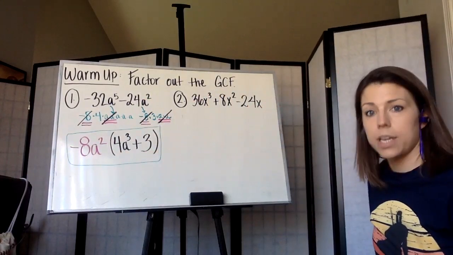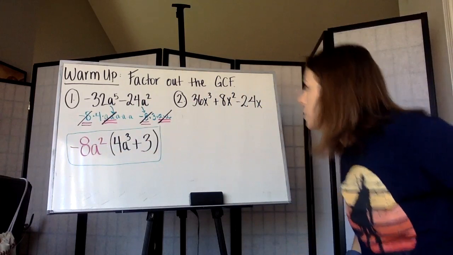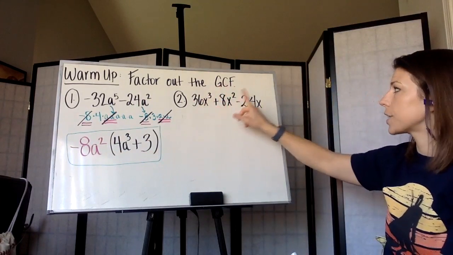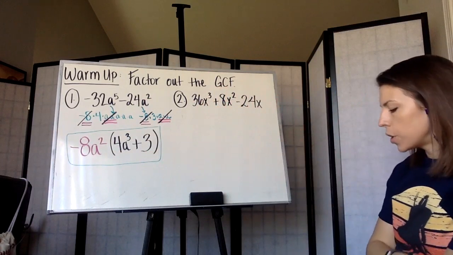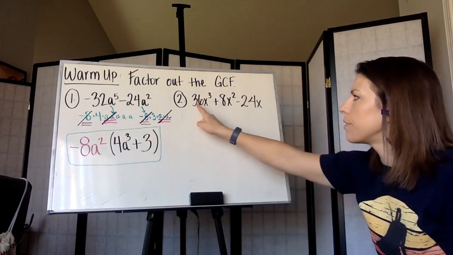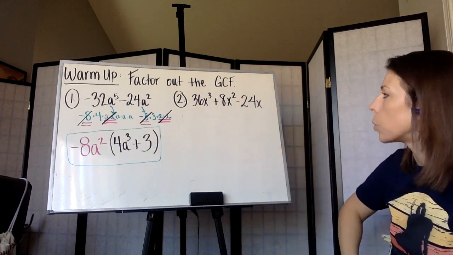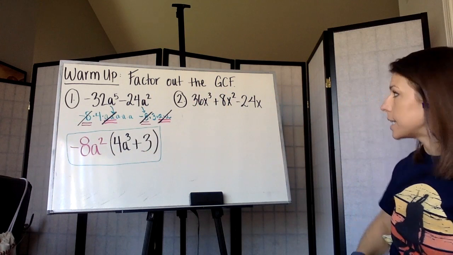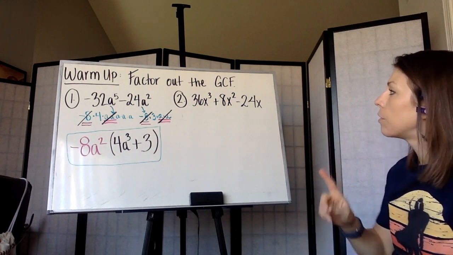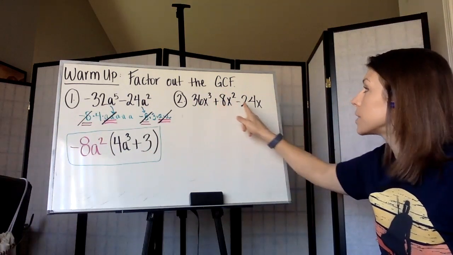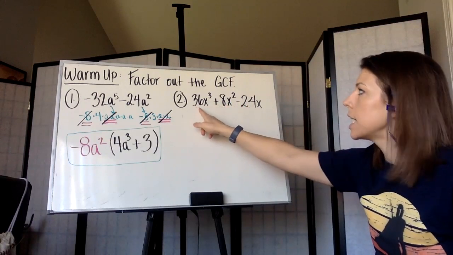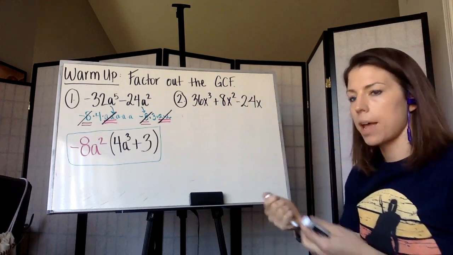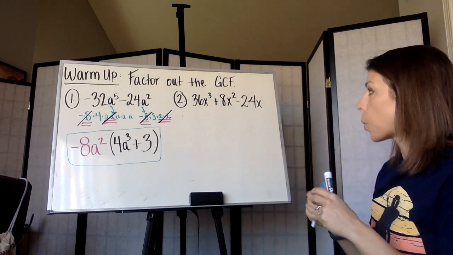Let's take a look at the second one here. So for this one, we have 3 terms: 36x cubed, 8x squared, and 24x. So first, I think, what's the greatest common factor of 36, 8, and 24? And I happen to know that that is also 8. 4, excuse me. 8 goes into 24, but 8 doesn't go into 36. 4 goes into 8, 24, and 36. So pardon my mistake. The greatest common factor here is 4.